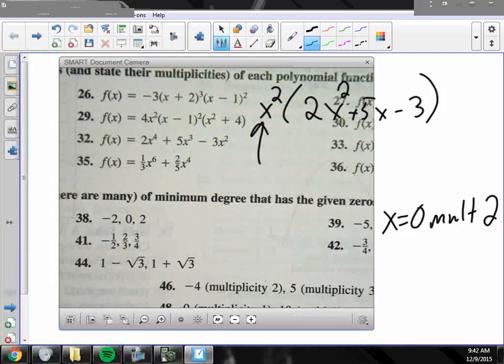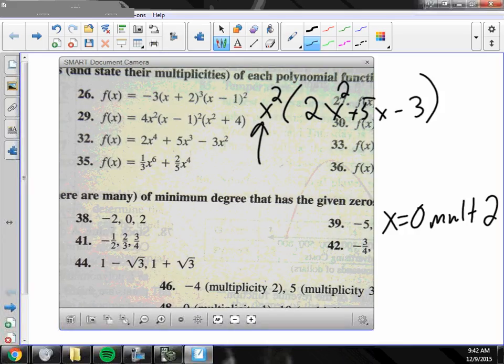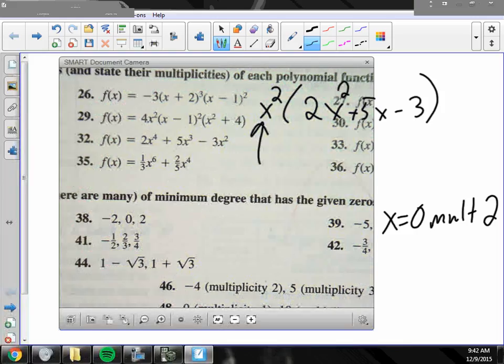Remind me again what multiplicity 2 looks like on a graph. It bounces off the axis. What does a multiplicity of 1 look like? Straight through. What does a multiplicity of 3 look like? It has an inflection point or a saddle at that. And then multiplicity 4 looks just like multiplicity 2. And multiplicity 5 looks like 3, except it's just a little skinnier.